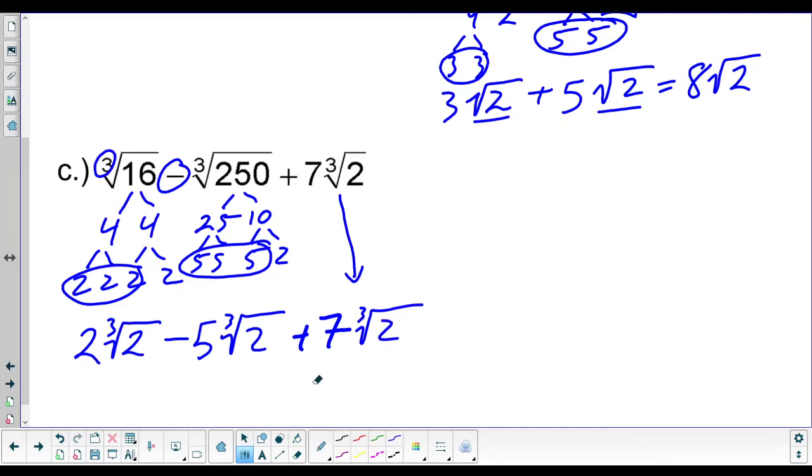Cube root of 2. Now we just combine like terms. So 2 minus 5 is negative 3, plus 7 is 4. Bring down your radical, cube root of 2. All right, there's adding and subtracting.